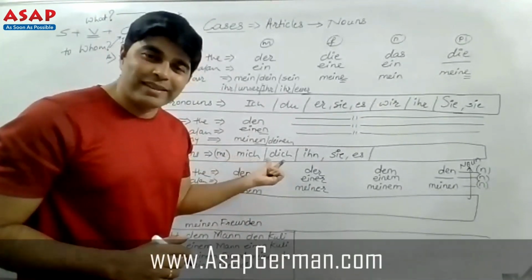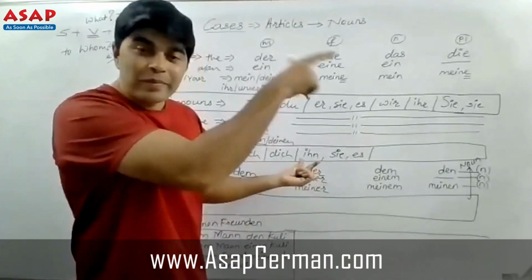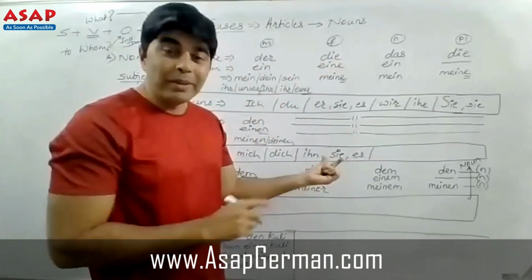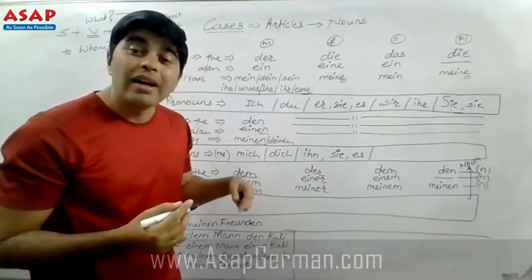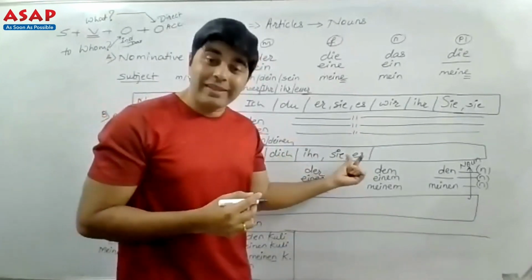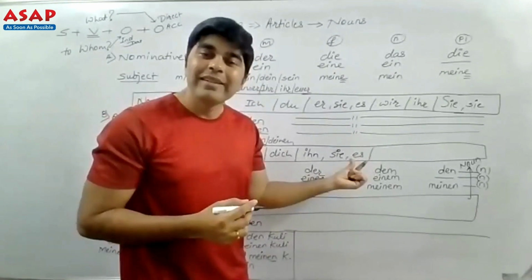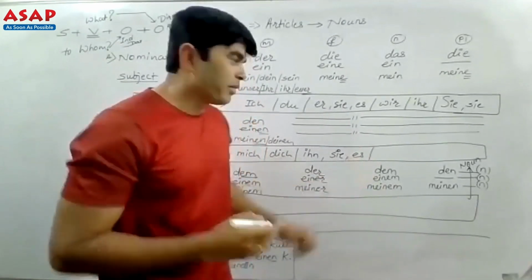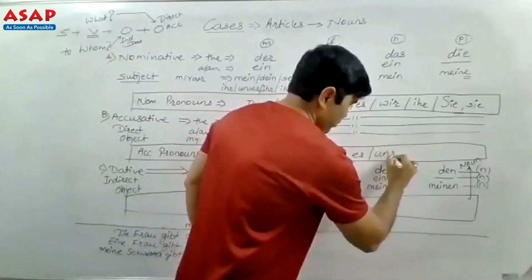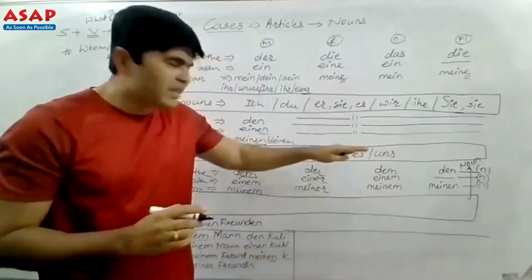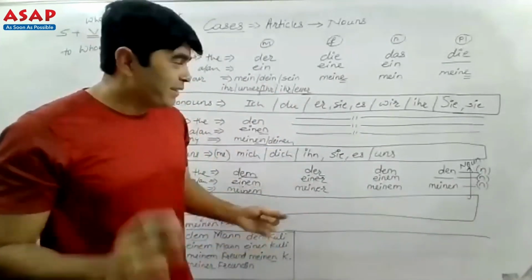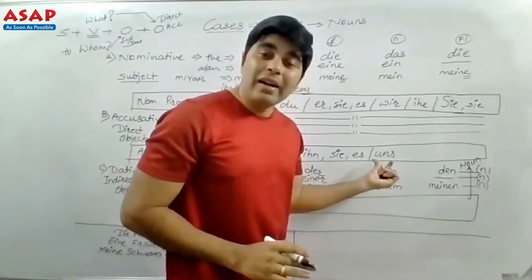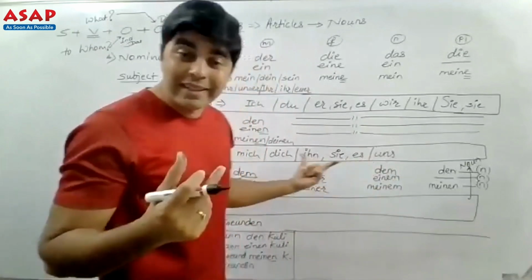Ich liebe mich. Ich liebe dich. Ich liebe ihn, him. Ich liebe sie, her. Ich liebe es, I love it. Ich liebe uns. Now don't expect, sir, we don't say I love us. That doesn't mean we don't need us. There are many other uses also. But you understood the meaning now, right?